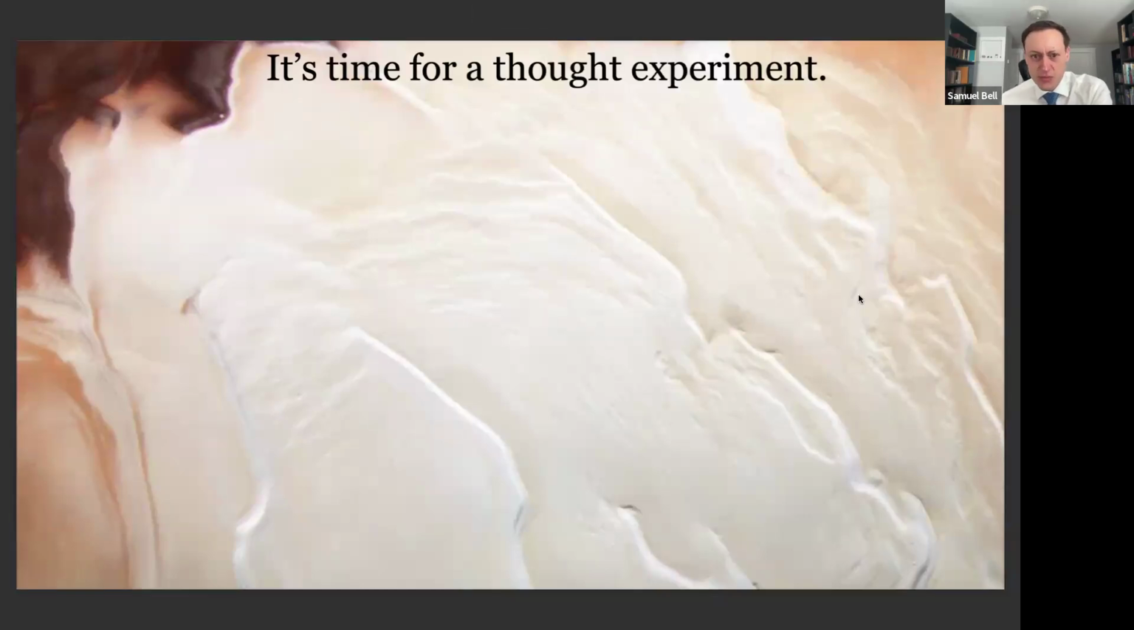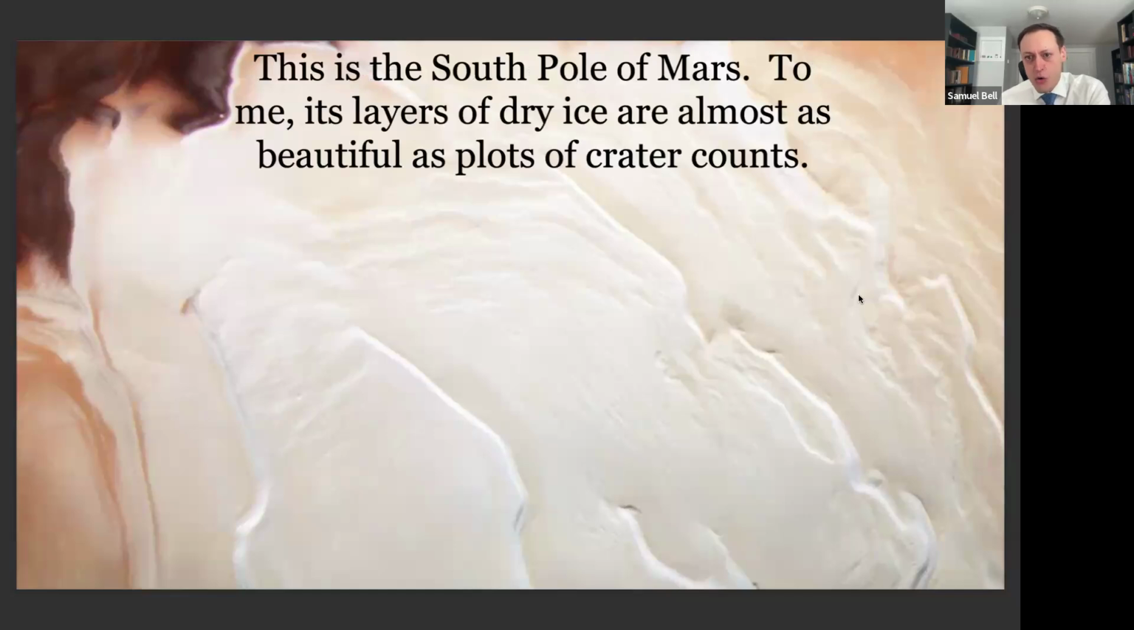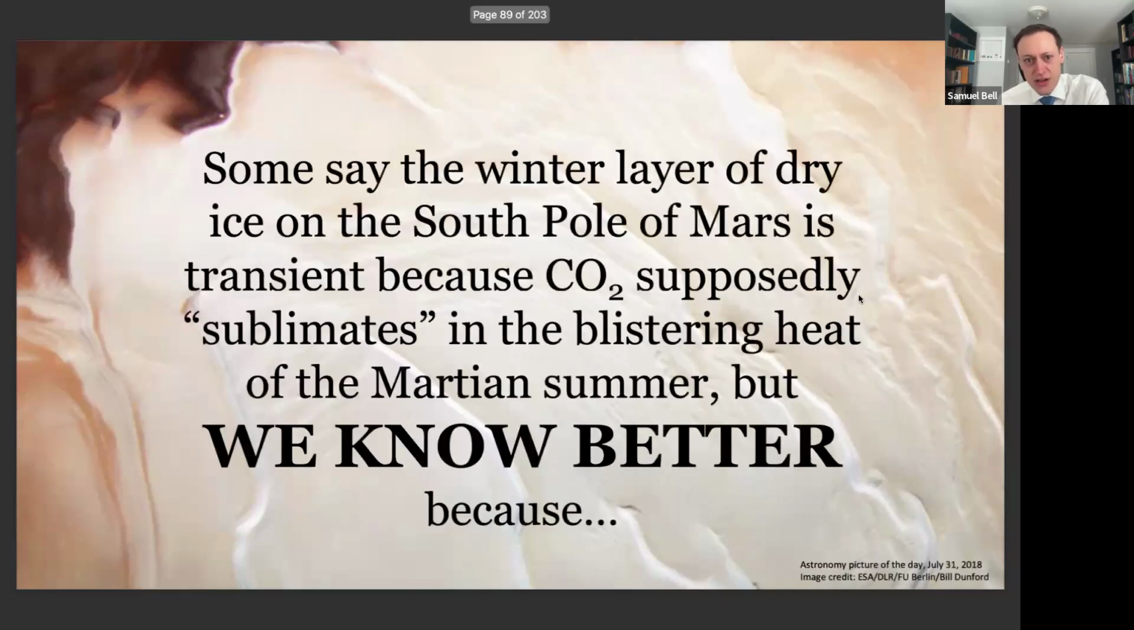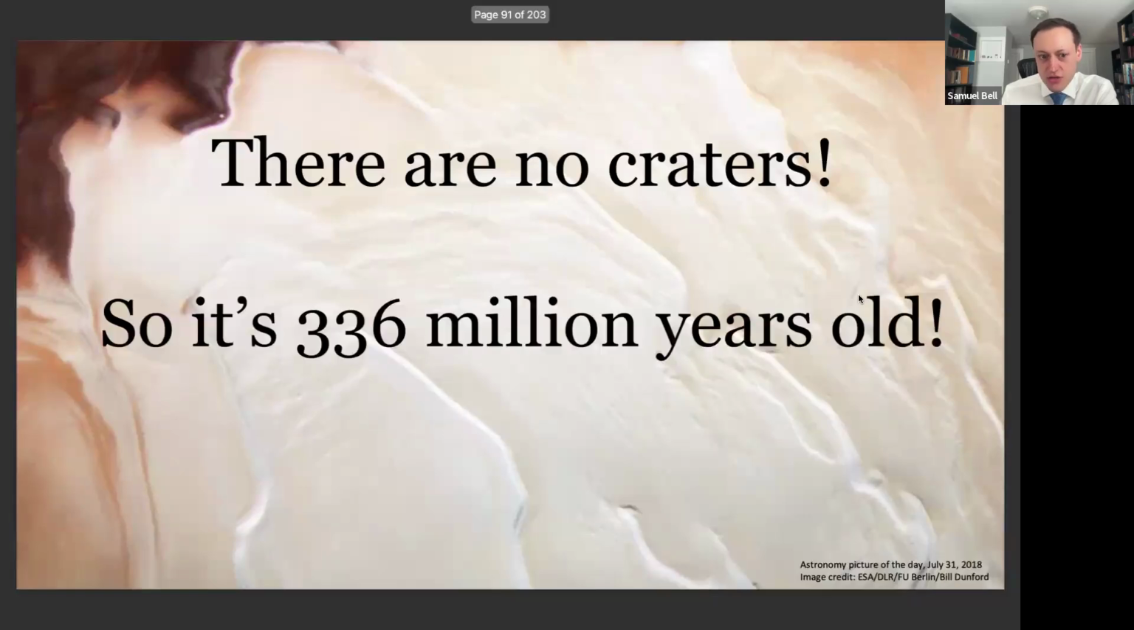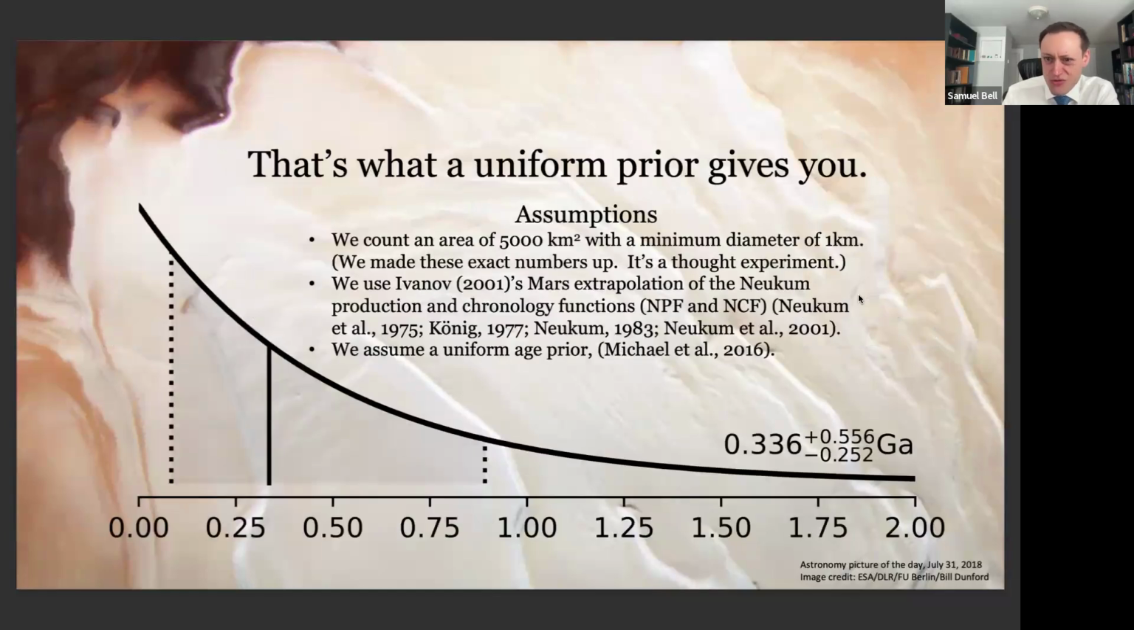It's time for a thought experiment. This is the south pole of Mars. To me, its layers of dry ice are almost as beautiful as plots of crater counts. Some say the winter layer of dry ice on the south pole of Mars is transient because CO2 supposedly sublimates in the blistering heat of the Martian summer. But we know better because there are no craters. So it's 336 million years old. That's what a uniform prior gives you. Those are our assumptions.